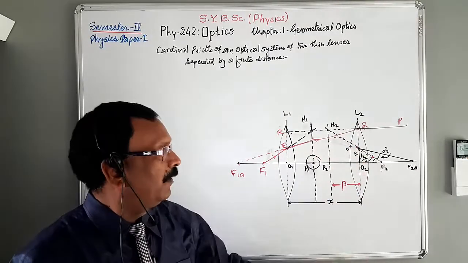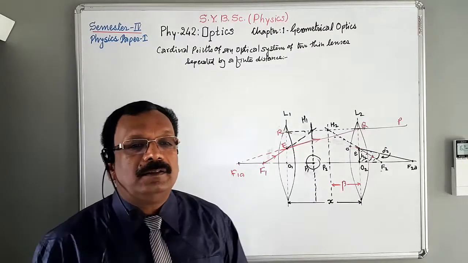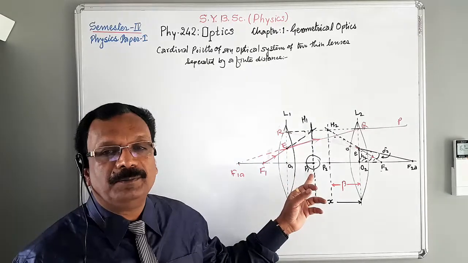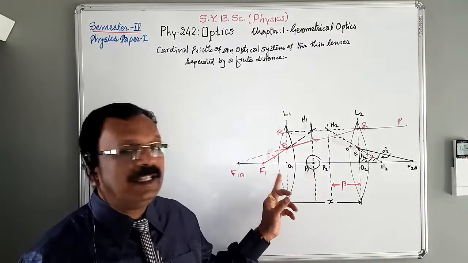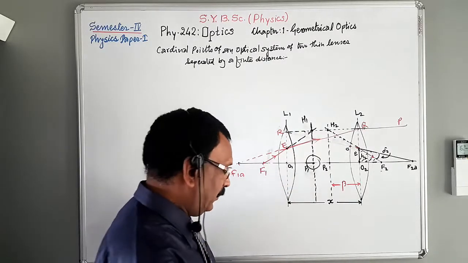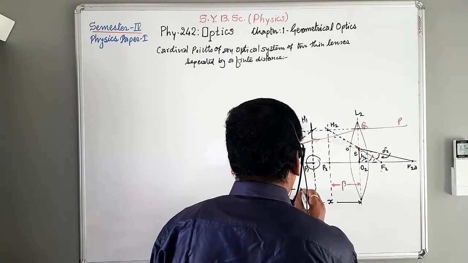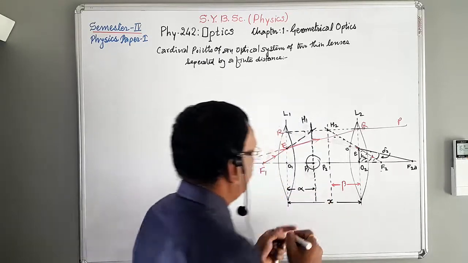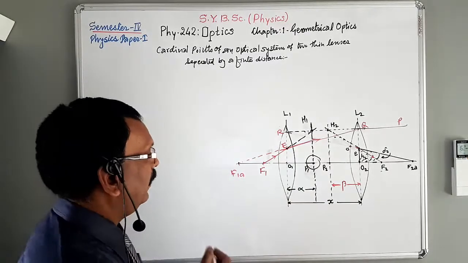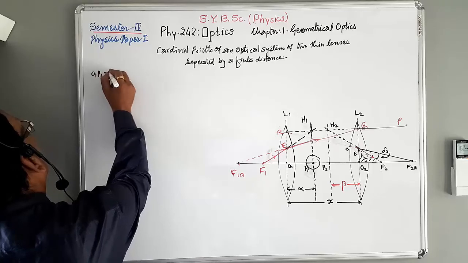Let the distance of this first principal point P1 from the first lens, that is O1P1, be alpha. In this figure, let O1P1 be alpha.